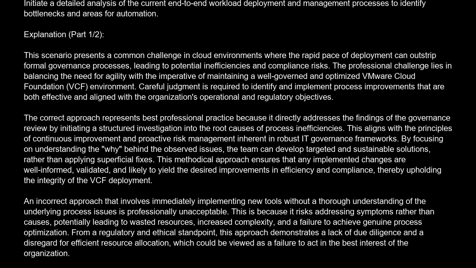An incorrect approach that involves immediately implementing new tools without a thorough understanding of the underlying process issues is professionally unacceptable. This is because it risks addressing symptoms rather than causes, potentially leading to wasted resources, increased complexity, and a failure to achieve genuine process optimization. From a regulatory and ethical standpoint, this approach demonstrates a lack of due diligence and a disregard for efficient resource allocation, which could be viewed as a failure to act in the best interest of the organization.